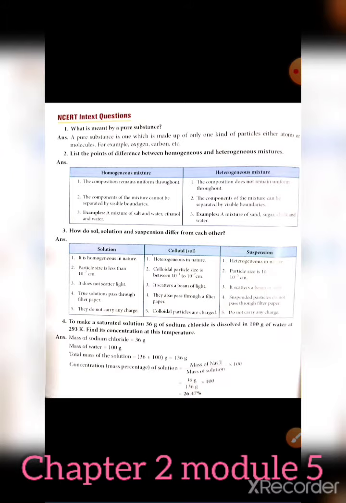Then fourth one, to make a saturated solution, 36 gram of sodium chloride is dissolved in 100 gram of water at 293 Kelvin. Find its concentration at this temperature. So here we have to take the mass of sodium chloride, that is 36 gram, then mass of water is 100 gram, then mass of solution total will be 36 plus 100, that is 136. So in formula we have to take mass of NaCl, that is solute, upon mass of solution, that is 136, multiply by 100. So the answer will be 26.47%.